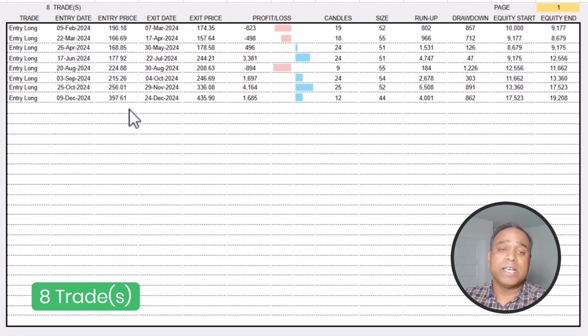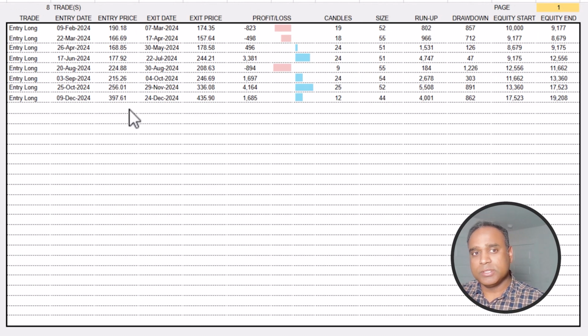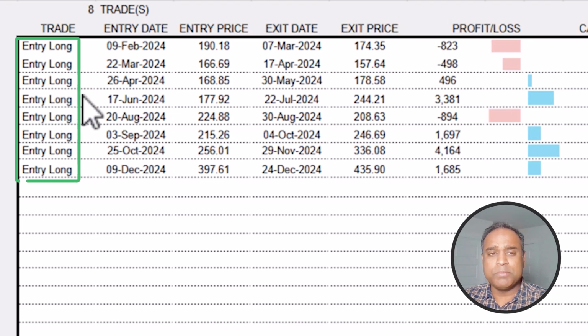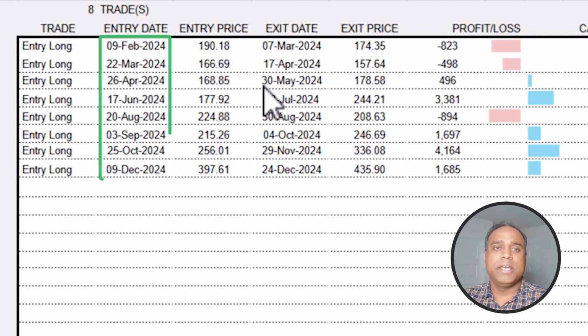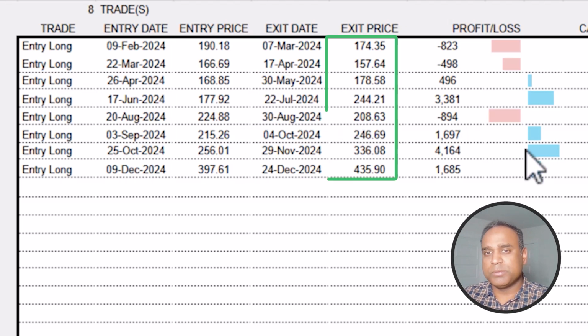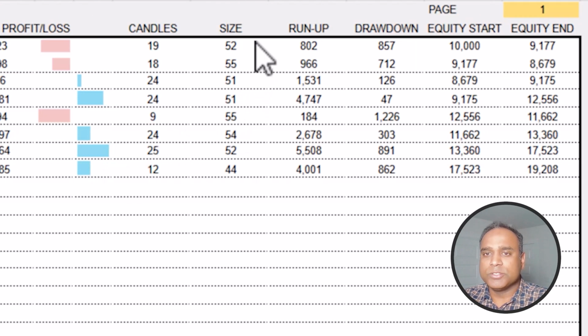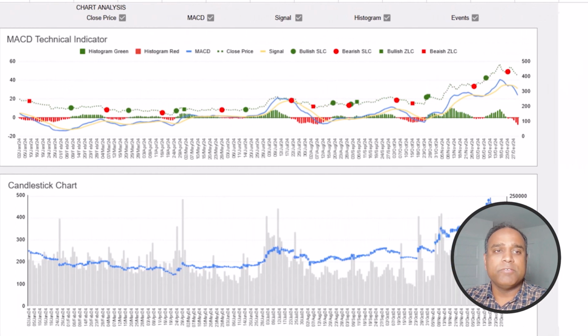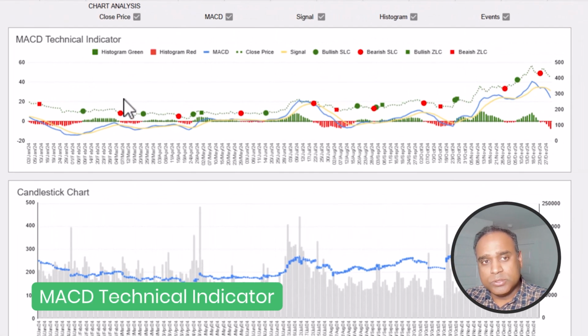Then here, as I said, it's all about transparency. So giving all the information back to you as a user. There would have been 8 trades in this case, and you can see the trades and specifically what type of trade, what is the entry date, entry price, exit date, exit price, profit loss, and then you can also see the number of shares you would have bought as part of the trade, and all that information is automatically calculated for each trade. Then finally we have a couple of charts.